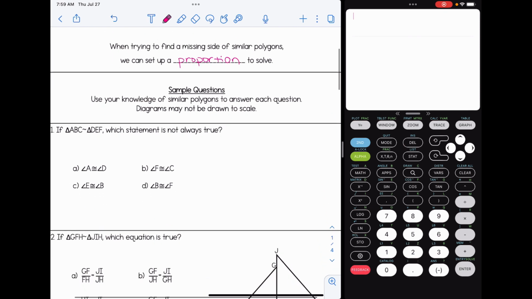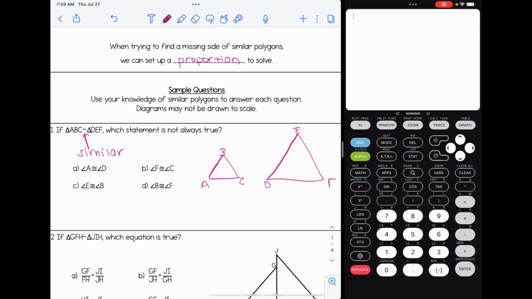All right, number one, if triangle ABC is similar, that's what this symbol means in here, if we don't remember that, similar to triangle DEF, which statement is not always true? So let's draw a diagram here to help us out. So I'm going to draw ABC. I'm going to draw DEF. I'm going to make them somewhat look similar to one another. We don't have to be too precise here, but we need our letters to correspond. So A and D should match up, B and E, and so on.